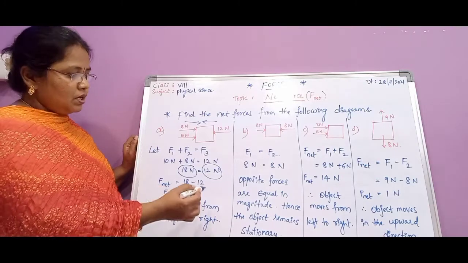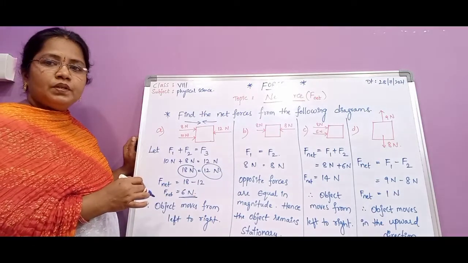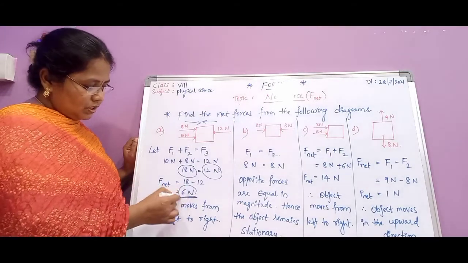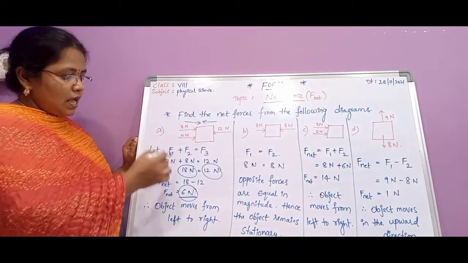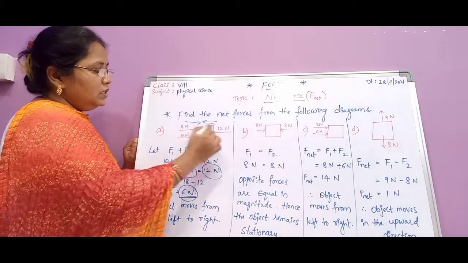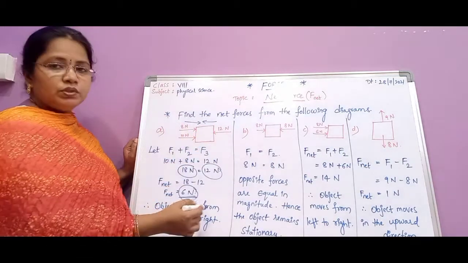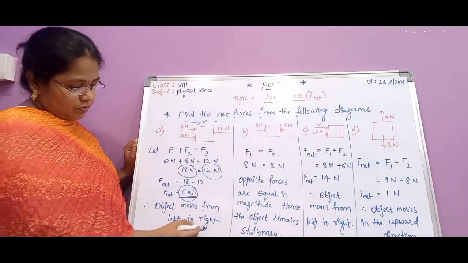And it is acting in which direction? Here direction is also very important. We have to consider both magnitude and direction for these cases. Okay, 6 newtons force is acting on the object. This is the net force acting, and it is acting from left to right. Hence the object also moves in the same direction. The object moves from left to right.